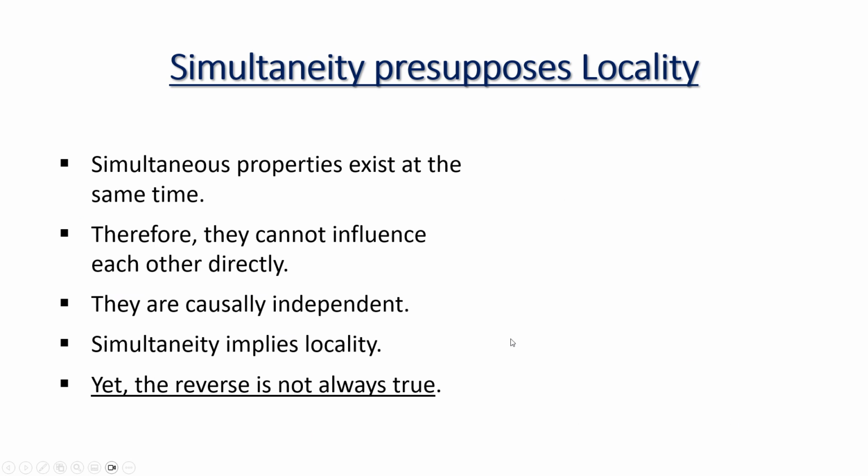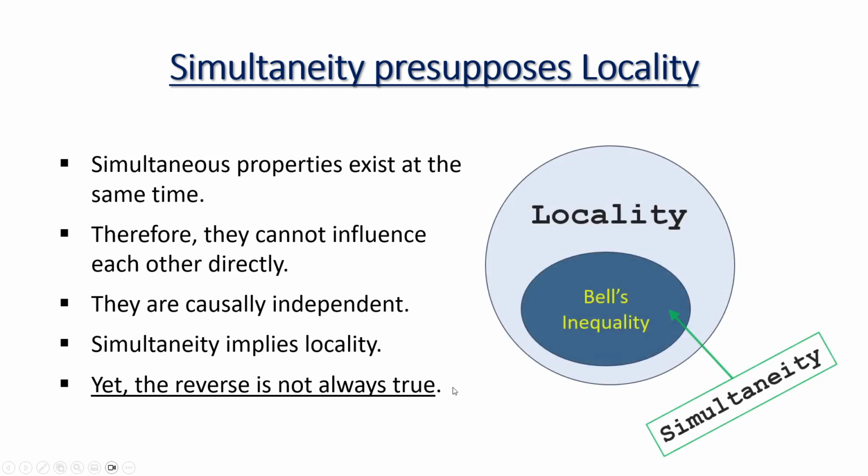The nuance here is that simultaneous properties cannot influence each other directly. They have no time for that because they exist at the same time. So, the simultaneous existence criterion automatically presupposes locality, but the reverse is not true. Locality is a wider concept. In other words, we always have locality when Bell's inequality applies, but we can also have locality when it does not apply. We can express this graphically like this.